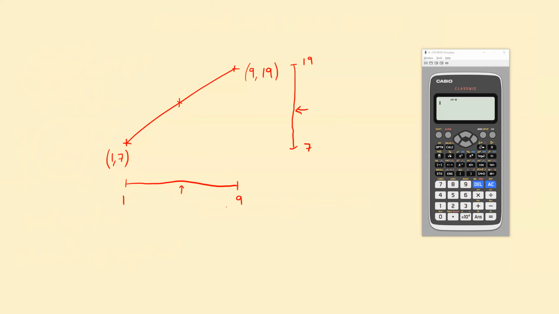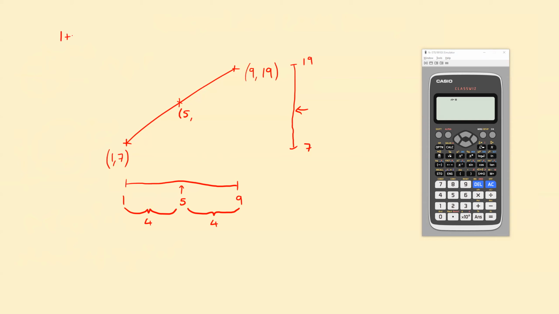Hopefully you can see it's just the average here. The distance from 1 to 9 is 8. Half of that tells us we need to travel a distance of 4 to get to the middle. So this must be 5. And you can see that distance there is also 4. So we're right in the middle if it's 5. So the x coordinate here will be 5.